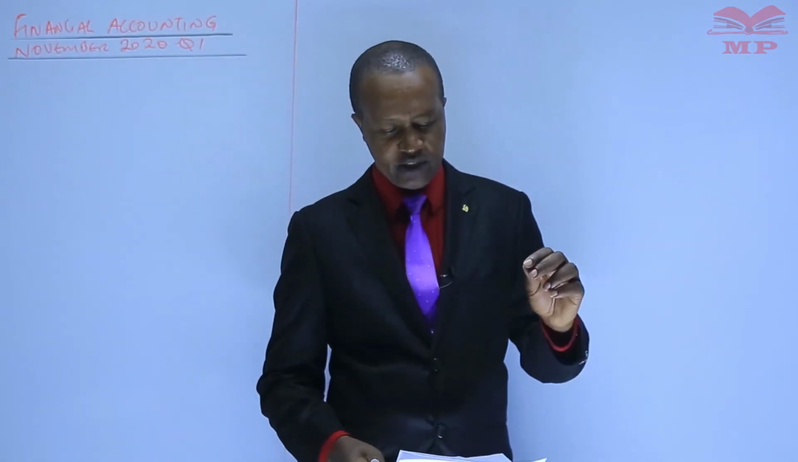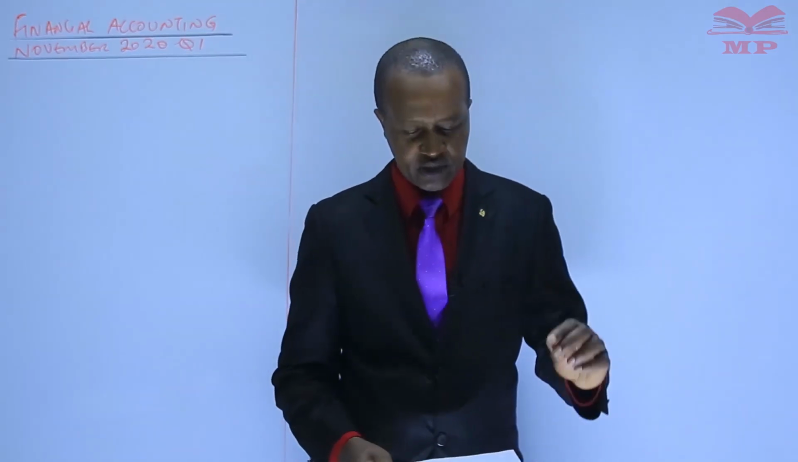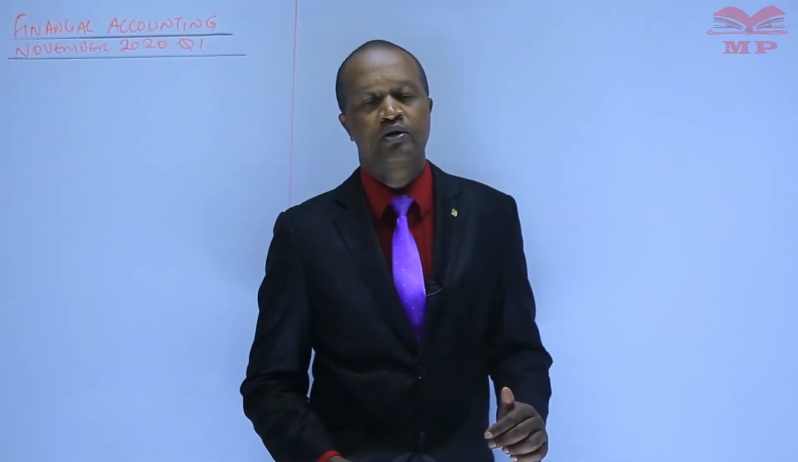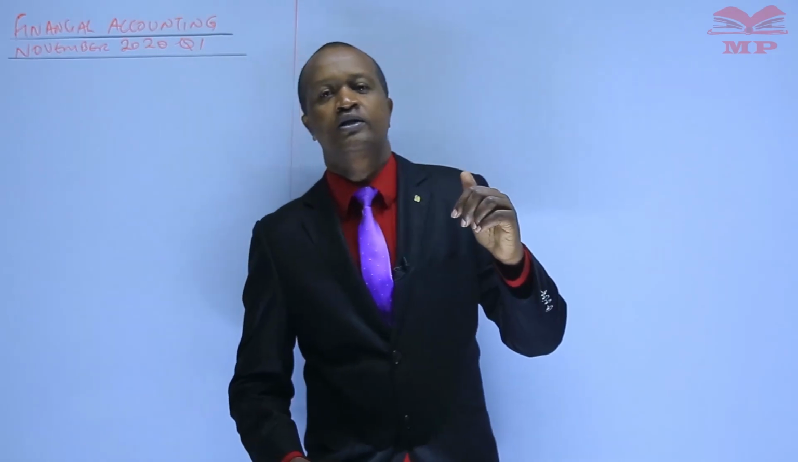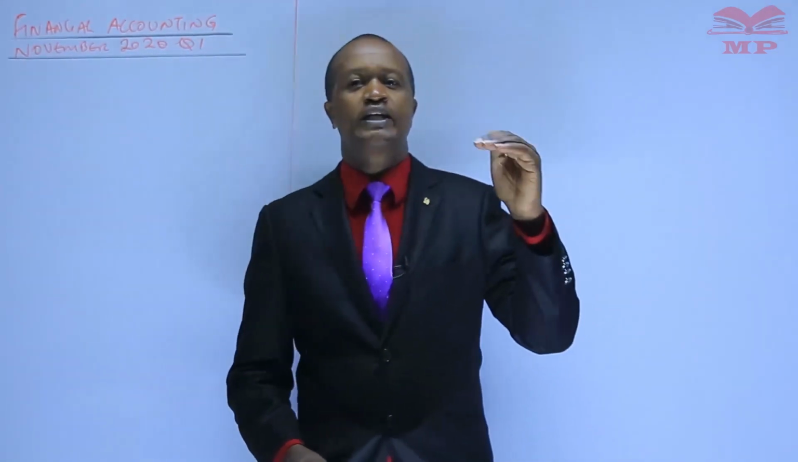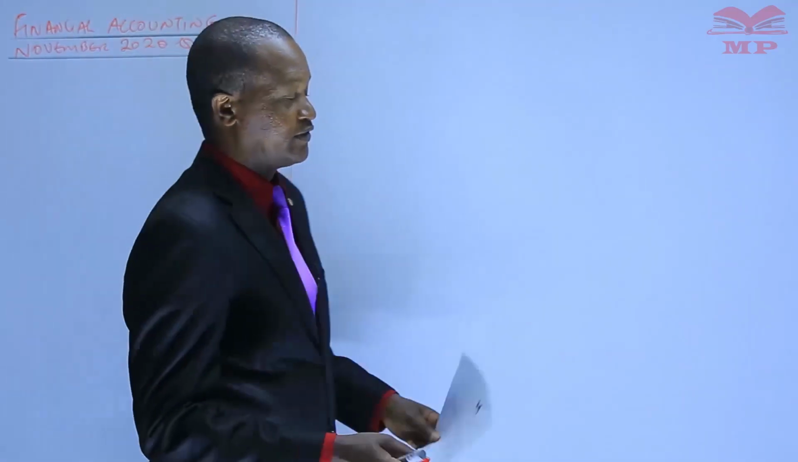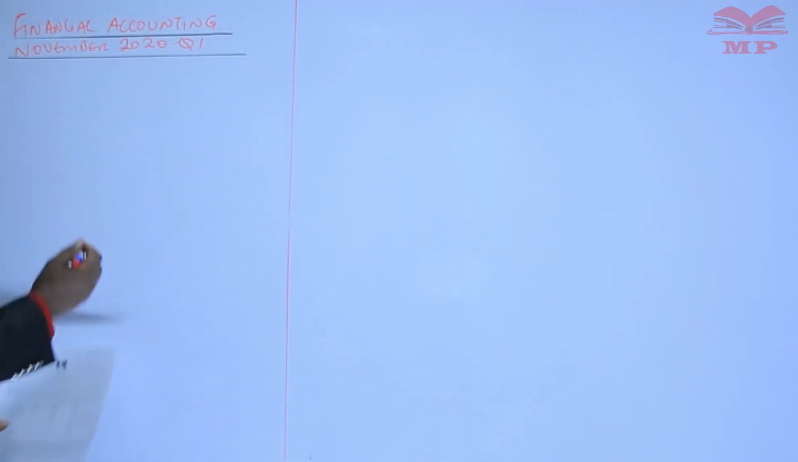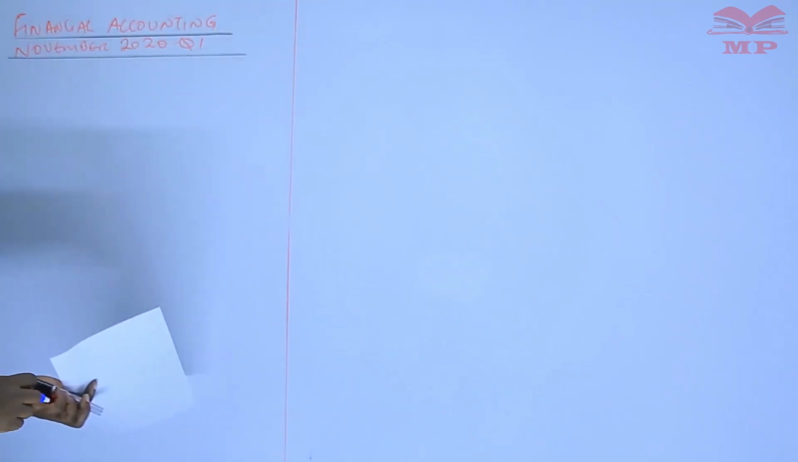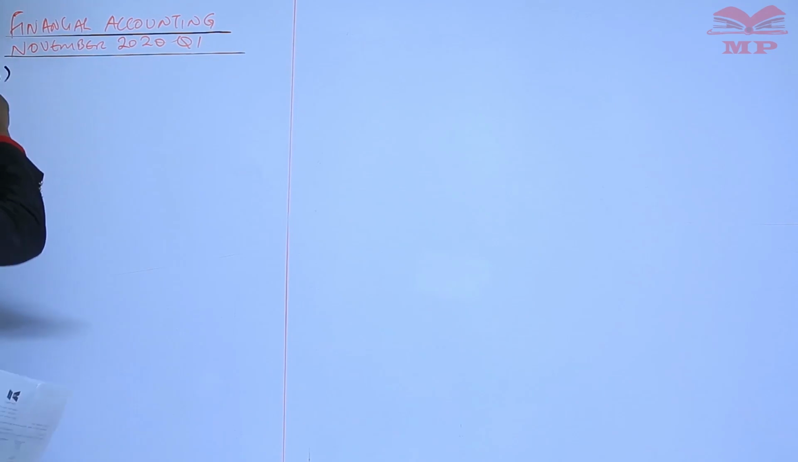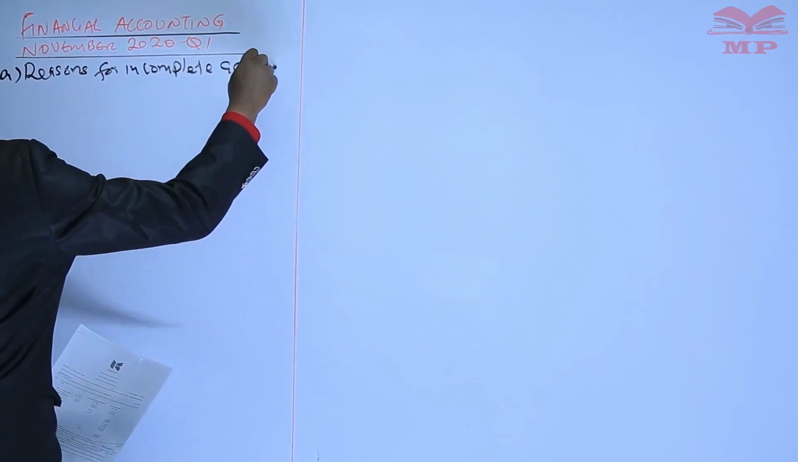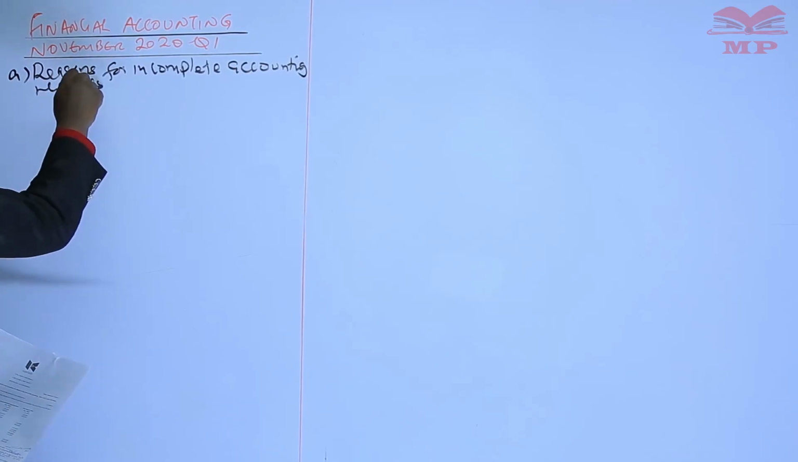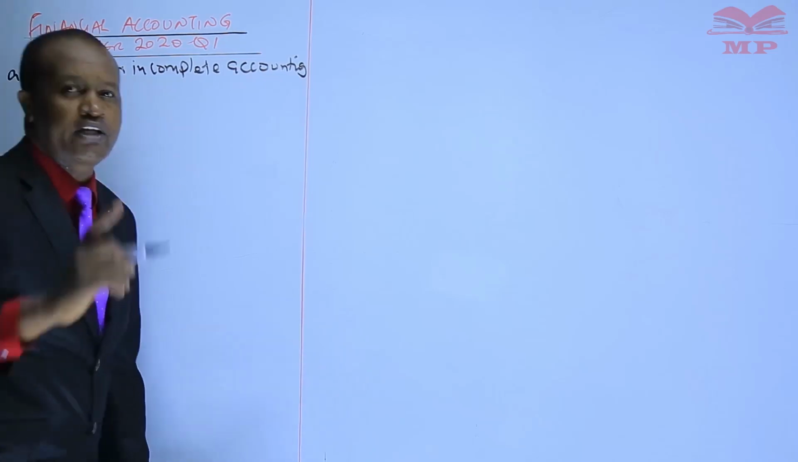And the question required candidates to provide reasons for incomplete accounting records in an organization. What are the reasons why an organization could opt to use the single entry system as opposed to the double entry system when preparing accounting records? That's the first question. November 2020 question 1A. Reasons for incomplete accounting records.